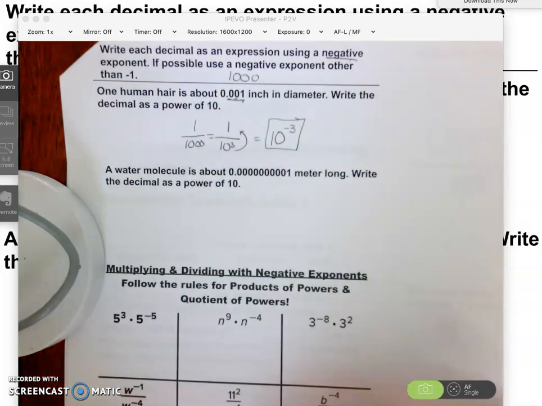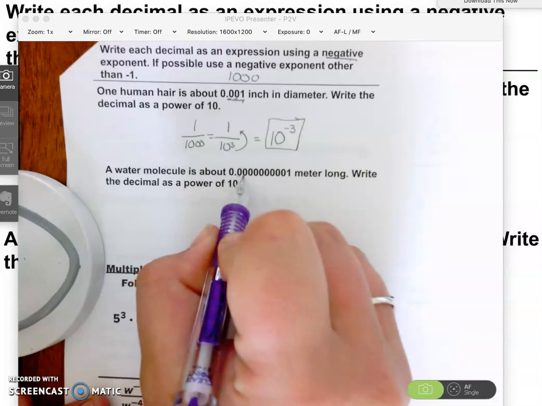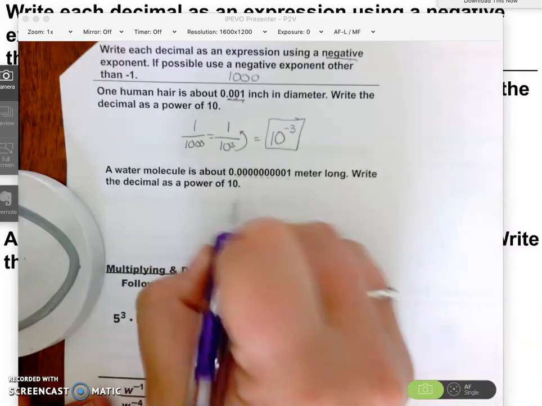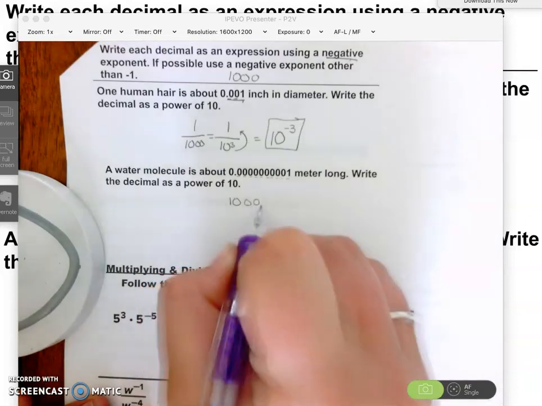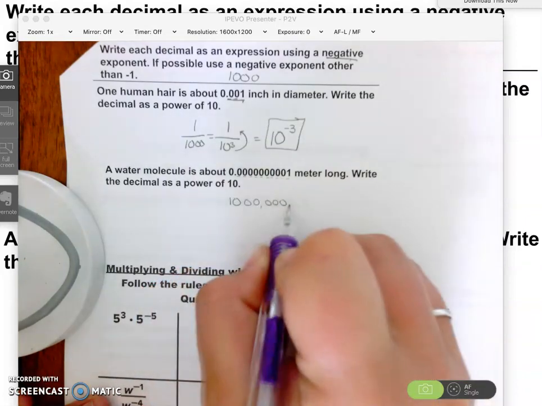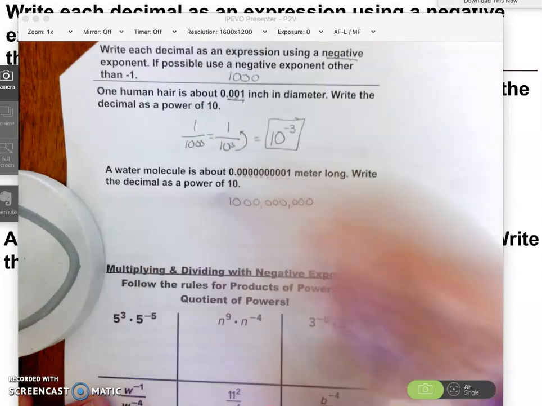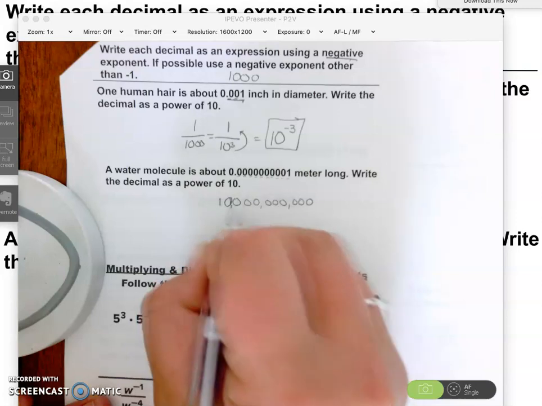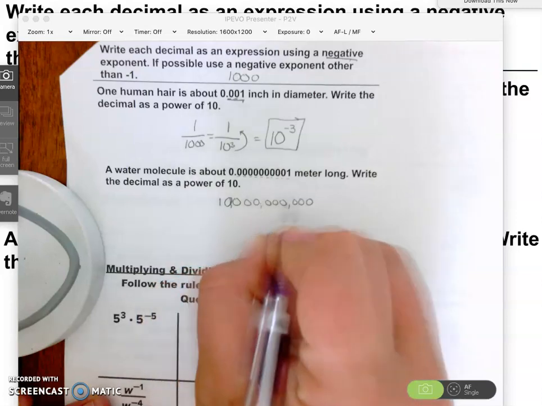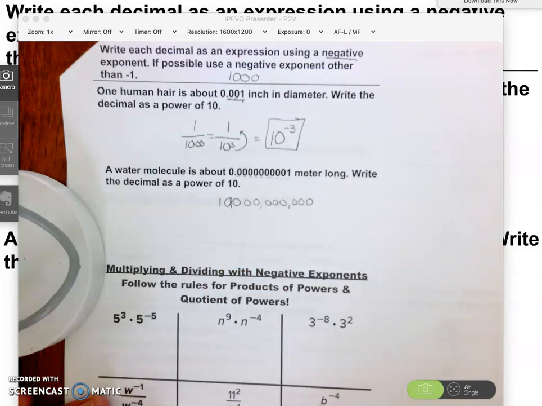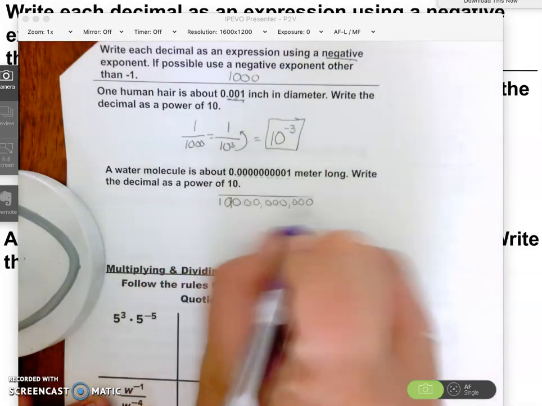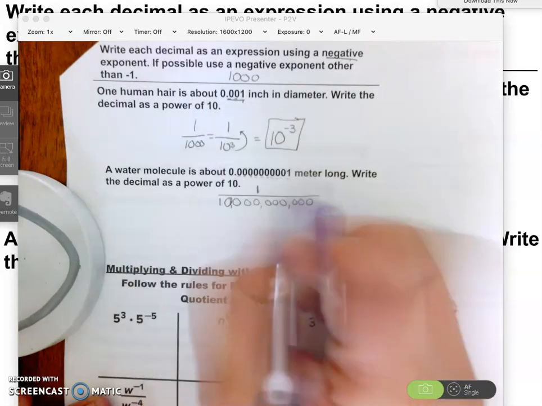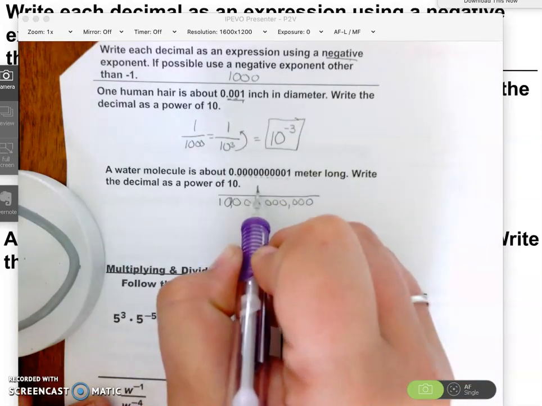Okay, a water molecule is about, now, 1, 2, 3, 4, 5, 6, 7, 8, 9, 10. What number has 10 zeros? Oh, I forgot one. Let's make this one. So 1, 2, 3, 4, 5, 6, 7, 8, 9, 10. 10 zeros. So whatever this number here will go right here. So if this was 5, this would go right up here.